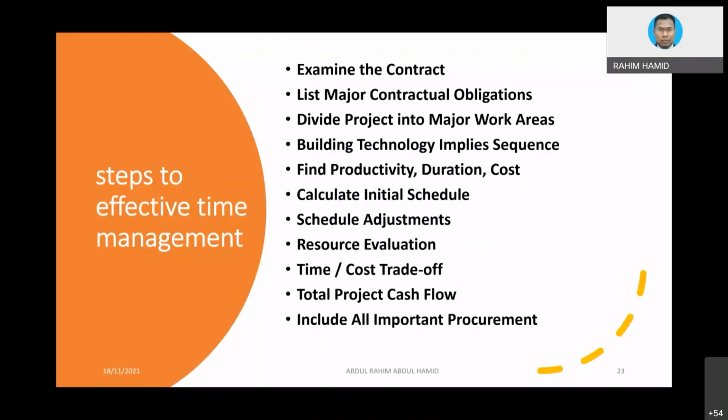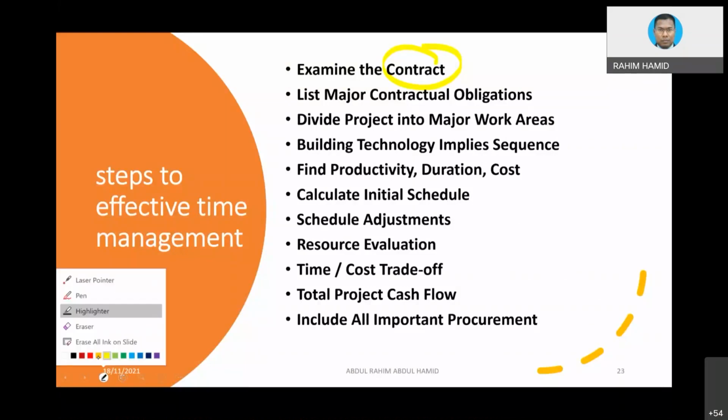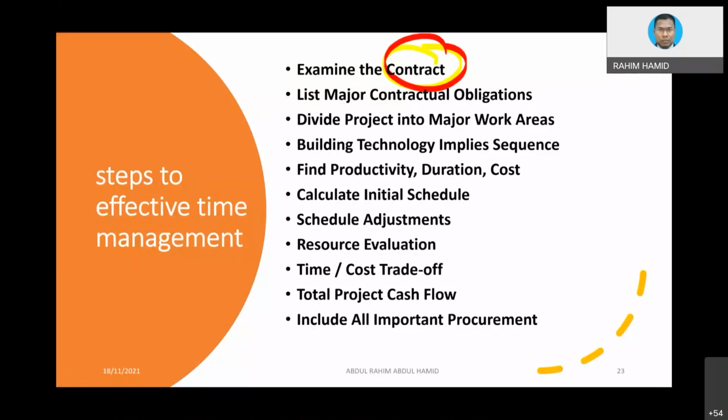Step in effective time management: examine the contract. You need to get the contract document and look at what is being mentioned. Sometimes in the contract document, the client has already locked in the period, say 2 years. You already know during the tendering process that the period is basically 2 years. If you are not going to be able to complete the project within 2 years because of many issues, in the first place you might not enter the tender, because you know you are incapable of doing that because of all kinds of difficulties.